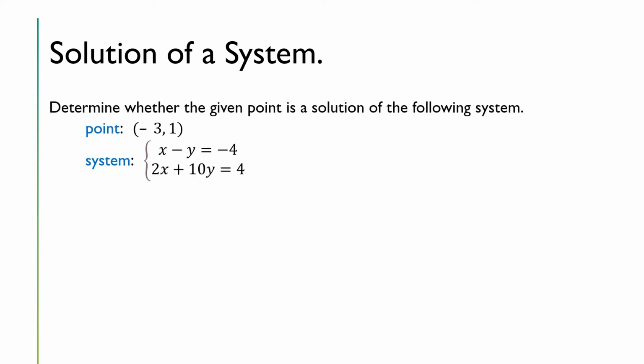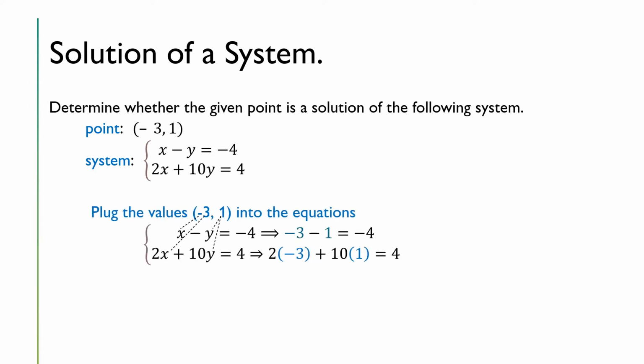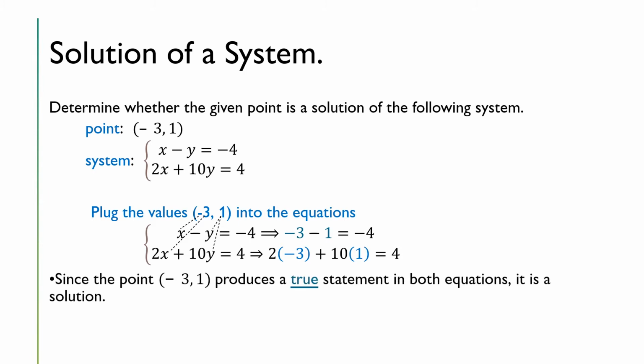Let's see the first example of a solution of a system. Determine if the point (-3, 1) is a solution to the given system that consists of x minus y equals -4 and 2x plus 10y equals 4. To solve this, we need to plug in the coordinates of the point wherever I see x and y in my equations. Notice that in the two equations, we obtain a true statement. Therefore, the point (-3, 1) produces a true statement in both equations. It is a solution.